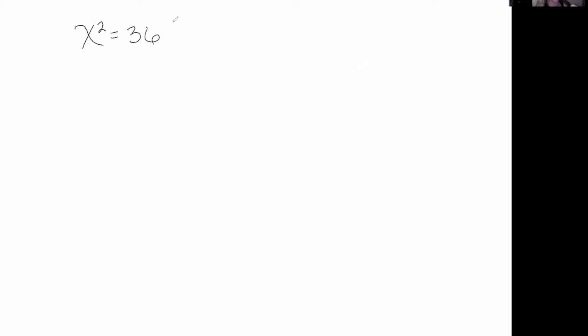And remember, what this means is we have a perfect square. I'm not going to be able to draw this, I'll try. We have a perfect square and there are 36 units in it. So right now you're thinking, what number multiplied by itself gives us 36? And we know that that's 6.